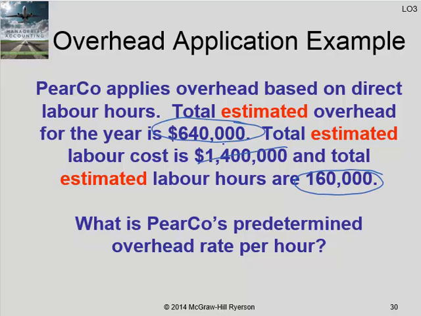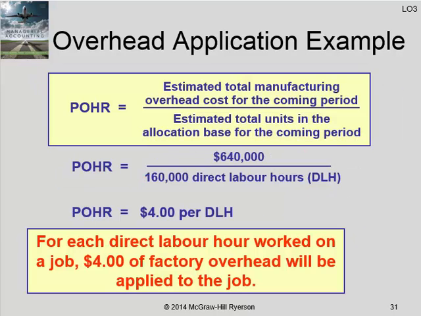This is a red herring. It could be, though, that it's allocated on the basis of direct labor dollars instead, in which case that would be the allocation base. But that's not how they do it. They do it based on direct labor hours in this example. And so those are the two numbers that we're going to use. And the math works out to $4 per direct labor hour.